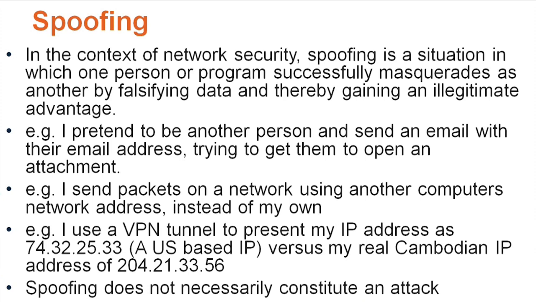I send packets on a network using another computer's network address. We talked about that instead of my own. I use a VPN tunnel to present my IP address as 74.32.25.33, a US-based IP, versus my real Cambodian IP address of 204.21.33.56. Spoofing does not necessarily constitute an attack. Just because something is spoofed, it doesn't mean it's necessarily an attack. So whenever you conduct a penetration test, you will regularly use overseas IP addresses to attack the targets instead of your own. There's a lot of reasons for doing this.